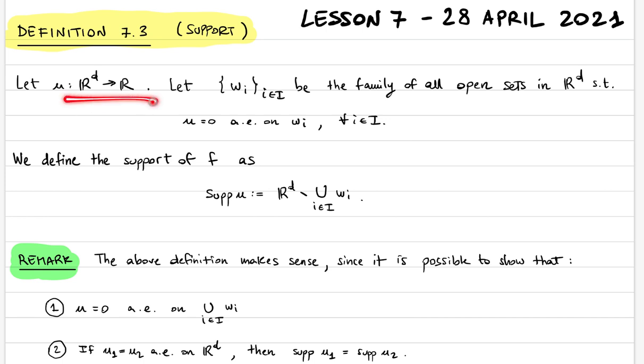So let u from R^d into R be a given function, and consider the collection of all open sets in R^d, which we denote by omega_i, such that u is equal to 0 almost everywhere on omega_i for each i in this collection of indices. So this collection of indices is arbitrary, and these are just all the sets where your function is equal to 0 almost everywhere. Then we define the support of u. Sorry, I wrote f here, it should be u.